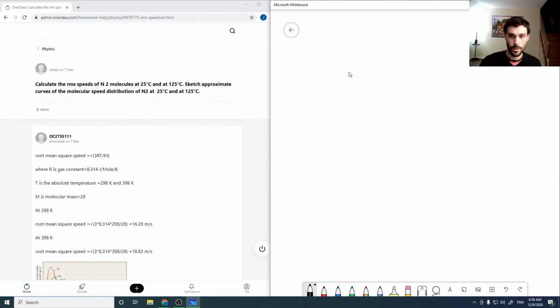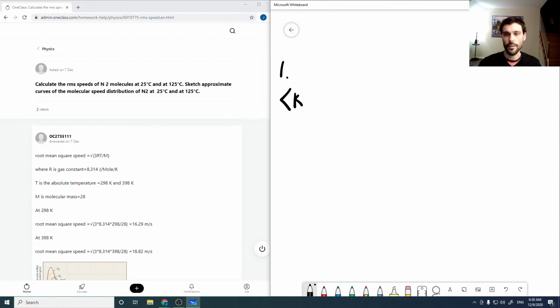So here's the first one. It's just to calculate the RMS speeds of nitrogen molecules at 25 degrees Celsius and 125. So this uses the Boltzmann average kinetic energy expression.